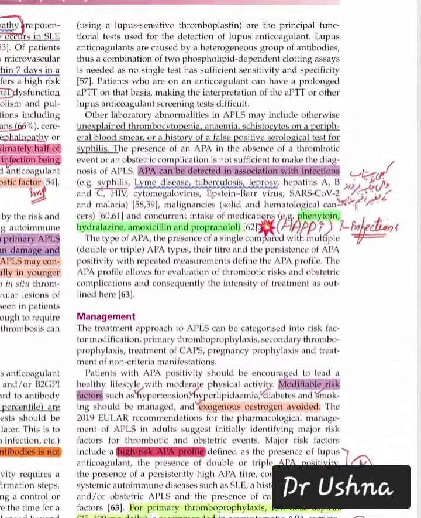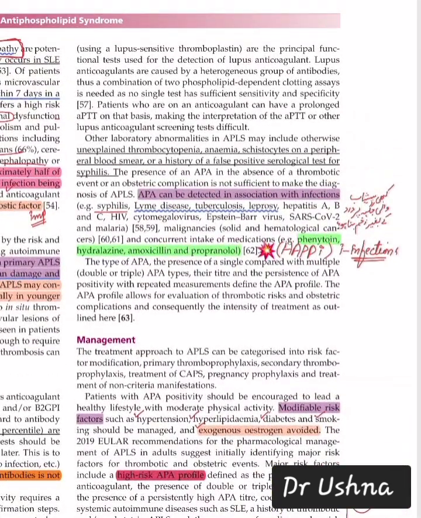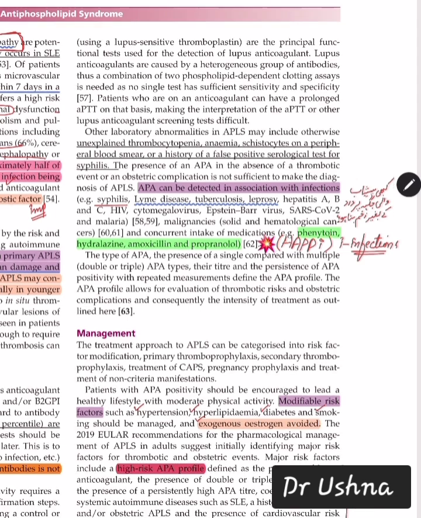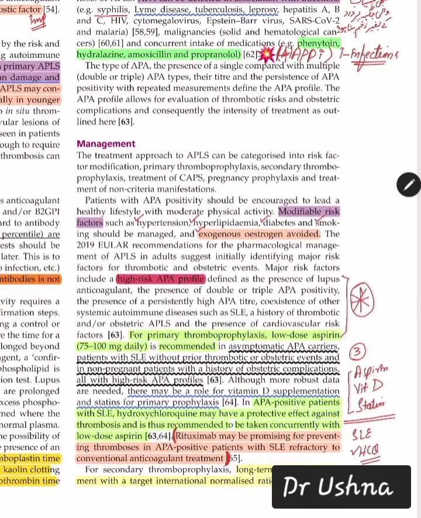Whenever you are dealing with a patient with APLS, you have to find the drug which can be a triggering factor. For drugs, you can remember them in the form of HAPPI. H for hydralazine, A for amoxicillin, P for propranolol, P for phenytoin, and I for infections. Infections can be syphilis, Lyme disease, tuberculosis, leprosy, hepatitis A, B, HIV, cytomegalovirus, Epstein-Barr virus, and COVID virus. These are important things to remember.